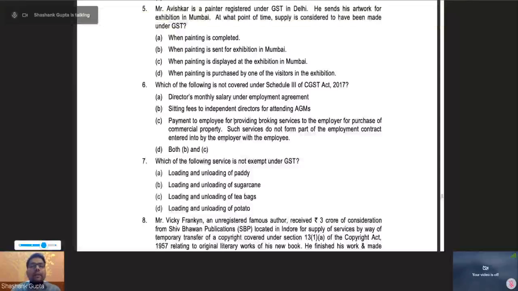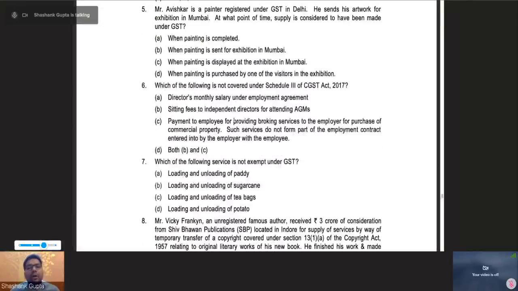is the D option, because when painting is completed, there is no supply whatsoever, because it is just a stock, finished goods. When painting is sent for exhibition in Mumbai, there is no clarity whether it will be sold. It can come back also. And I am not selling it to my registration. I am simply sending it for exhibition.